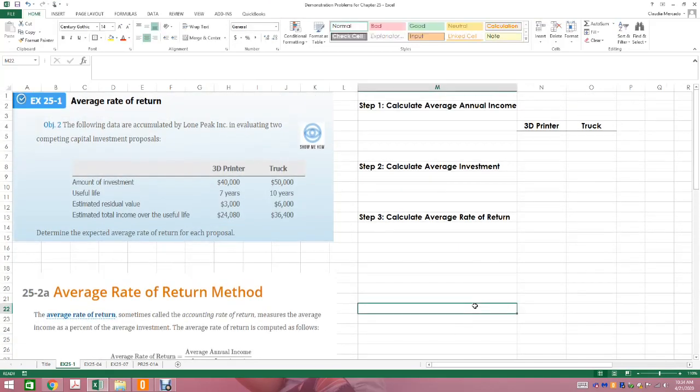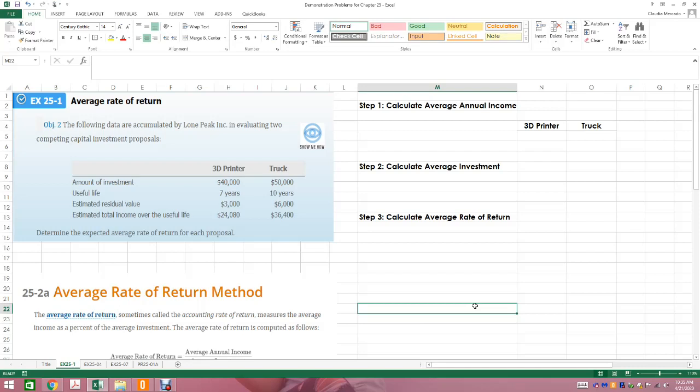The first problem I'm going to be going over is exercise 25.1. This exercise deals with the average rate of return, okay? So it says, the following data are accumulated by Loan Peak Incorporated in evaluating 2 competing capital investment proposals, okay? So we have 2 proposals, whether we buy a 3D printer or we buy a truck, okay?